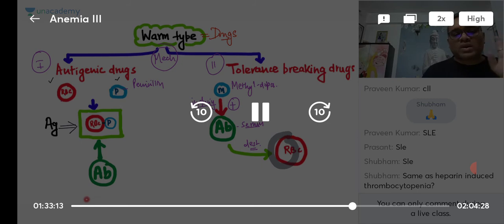So now understood. These are the two important mechanisms of warm type drug-induced autoimmune hemolytic anemia. Antigenic drug is penicillin. Tolerance breaking drug is methyldopa. Is it clear to all of you? Okay, fine. Now we're moving on to the next one.